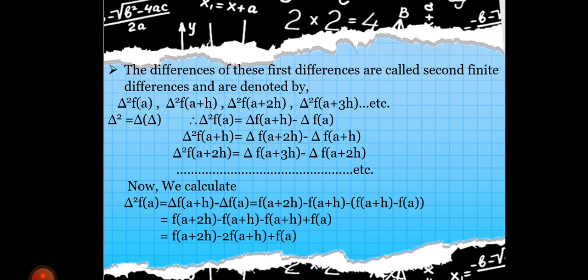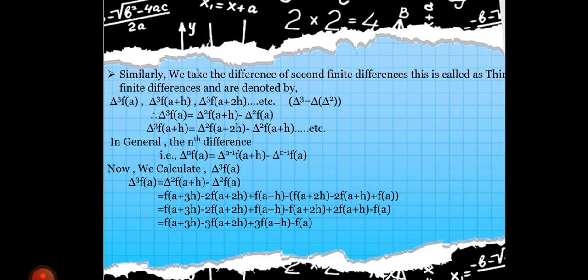Now we calculate the delta square f of a. Delta square f of a equal to delta f of a plus h minus delta f of a, equal to f of a plus 2h minus f of a plus h minus bracket f of a plus h minus f of a bracket close, equal to f of a plus 2h minus f of a plus h minus f of a plus h, and minus minus is plus, then plus f of a, equal to f of a plus 2h minus 2f of a plus h plus f of a. This is the delta square f of a.